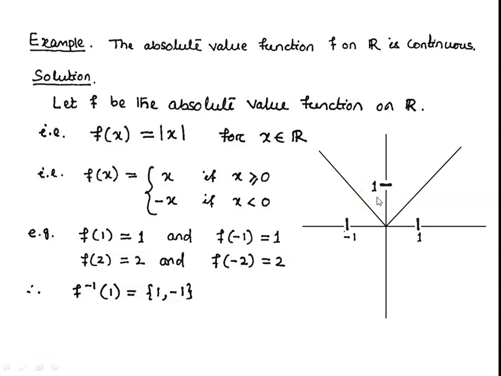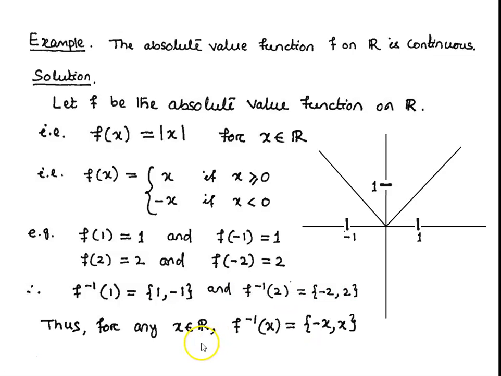So if we ask for the inverse image of 1, inverse image of 1 is 1 and minus 1. Because image of 1 is 1, image of minus 1 is 1. So inverse image of 1 is 1 and minus 1. Similarly, inverse image of 2 is minus 2, 2. In other words, we can say that for any x belongs to R, inverse image of x is plus x and minus x.